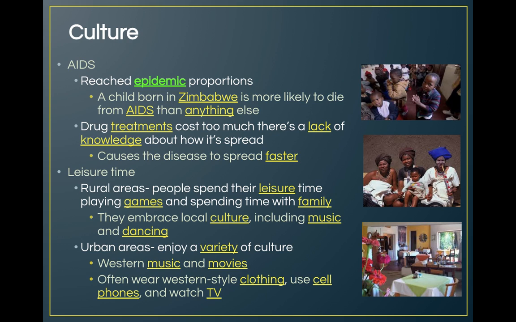And then the urban areas, they have a wide variety of culture. Most of them listen to Western style music and movies. They wear Western style clothing. They use cell phones. They watch TV. Just kind of similar to us, especially in South Africa. But the cities in Southern Africa are actually pretty westernized in comparison to other parts of Africa.